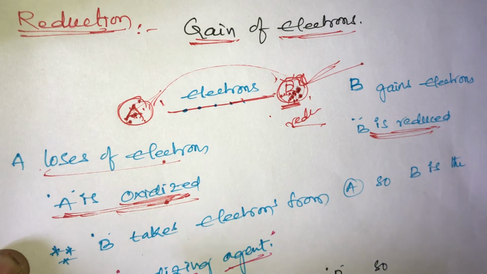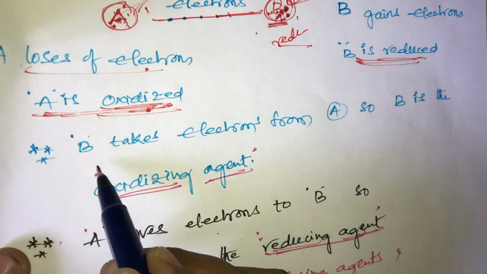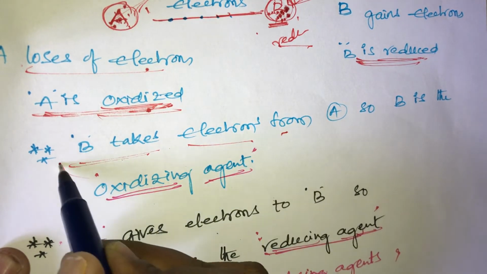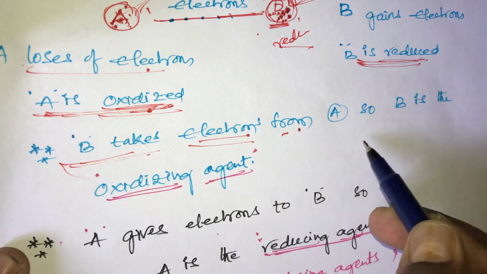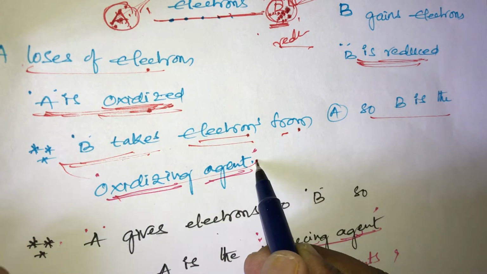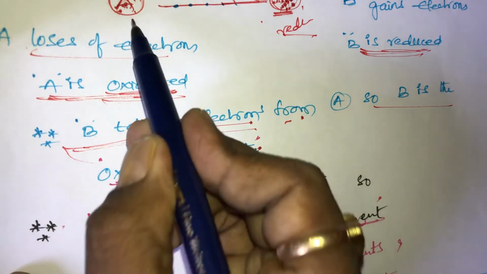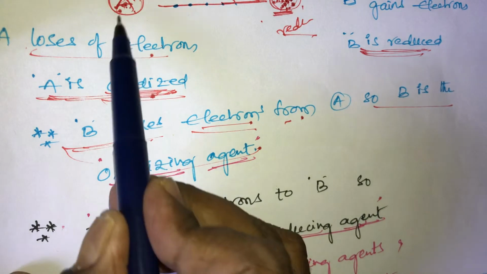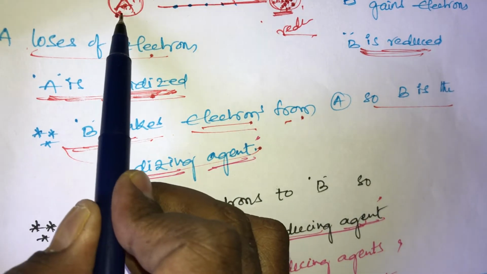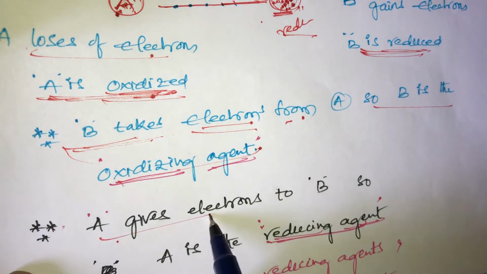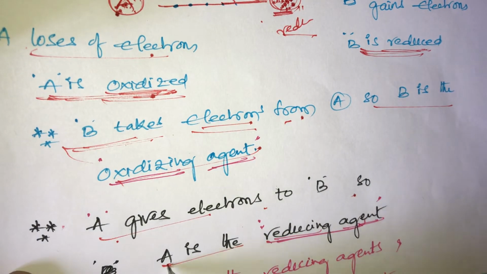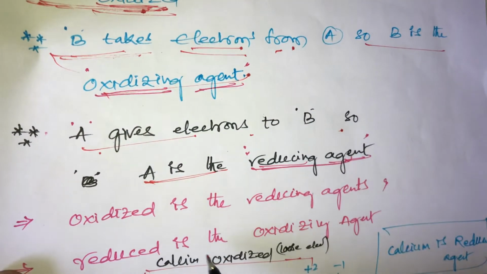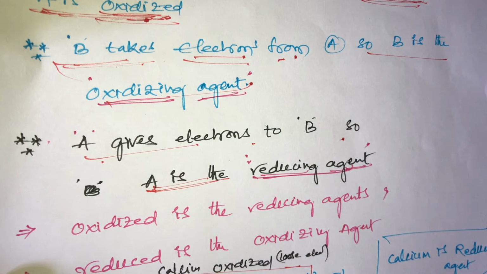Once again, students, I gave the definition. One simple trick: B takes electrons from A, so B is the oxidizing agent, and A gives electrons to B, so A is the reducing agent. It is a simple trick for students for oxidizing agent and reducing agent. So the oxidizer is the reducing agent and the reducer is the oxidizing agent.